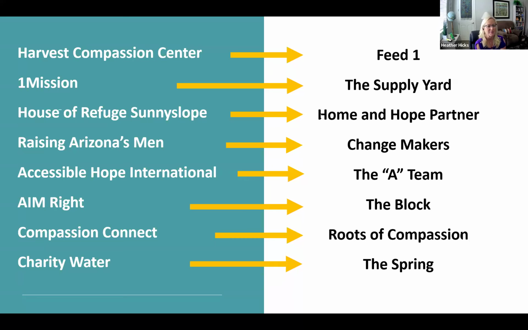Accessible Hope, we've already talked about. Aim Right, another one of our community. They created the Block. Why? Because they're downtown in Phoenix working with kids in a very under-resourced area, and it's in a city block, so they called it the Block. Compassion Connect, Roots of Compassion, Charity Water, the Spring. So you can see how these names connect to their mission, and it helps people feel like they're part of something fun.